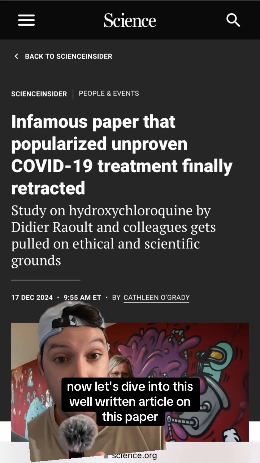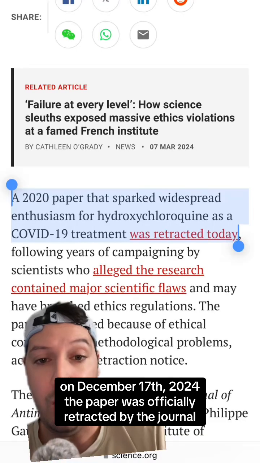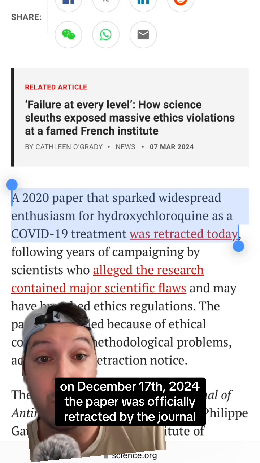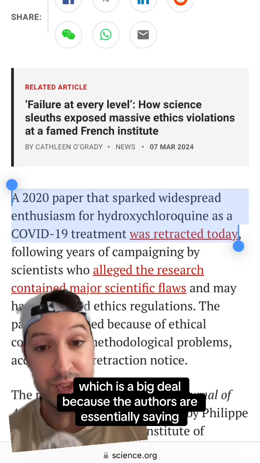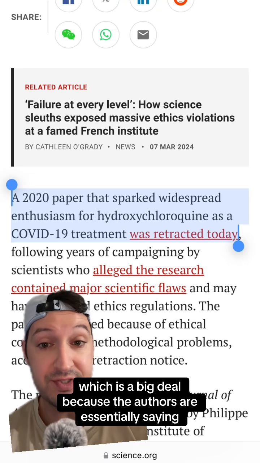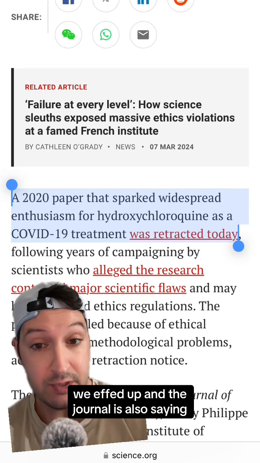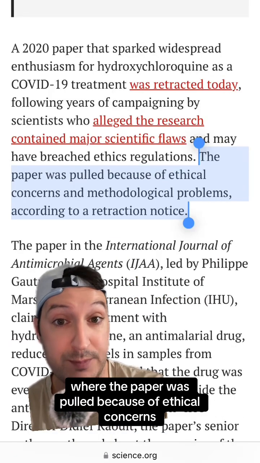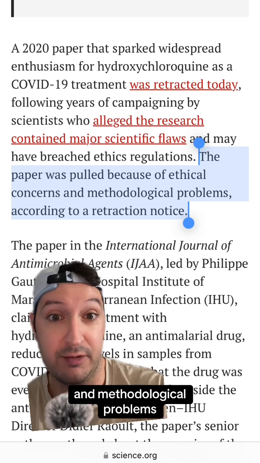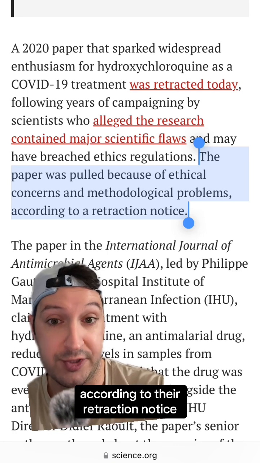Now, let's dive into this well-written article on this paper. On December 17th, 2024, the paper was officially retracted by the journal, which is a big deal because the authors are essentially saying we messed up. And the journal is also saying we didn't do our due diligence when we published this paper, where the paper was pulled because of ethical concerns and methodological problems according to the retraction notice.